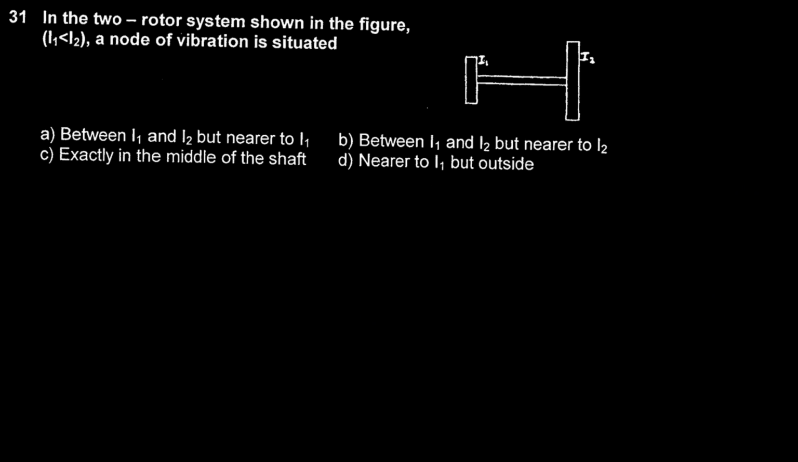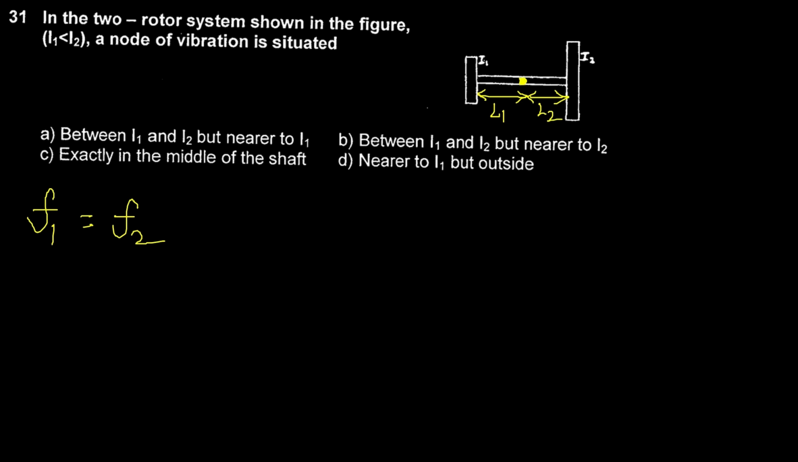Next question. In the two rotor system shown in the figure, a node of vibration is situated at. First of all, a node is a location with 0 twist. Now, if there exists a node in between two rotors, those two rotors act as two different systems with the same natural frequency, f1 equals f2. Now, let's assume the node exists between these two rotors, and the distance from the first rotor is L1 and the distance from the second rotor is L2. Now, let's find the relationship between L1 and L2.